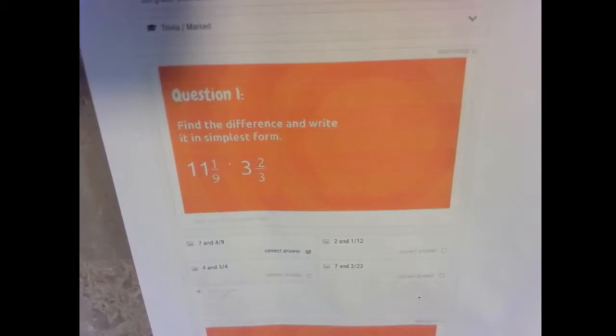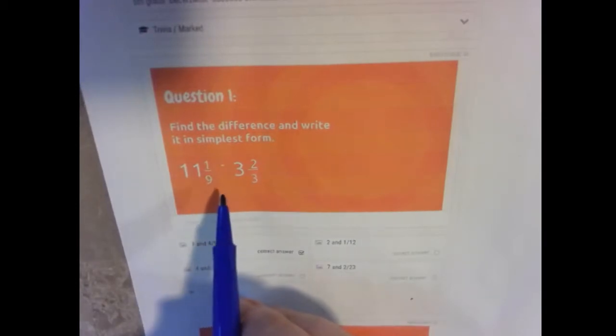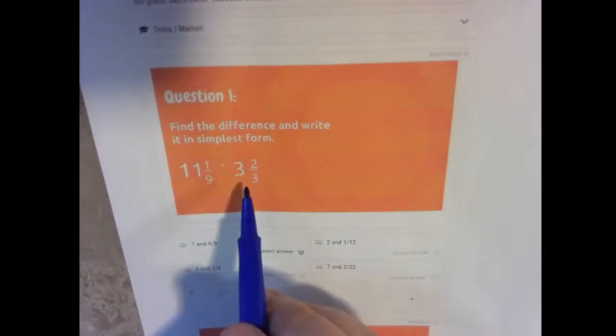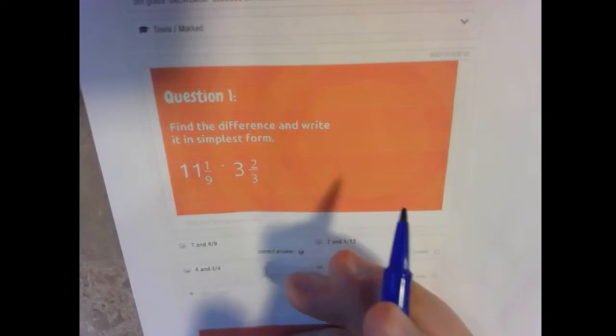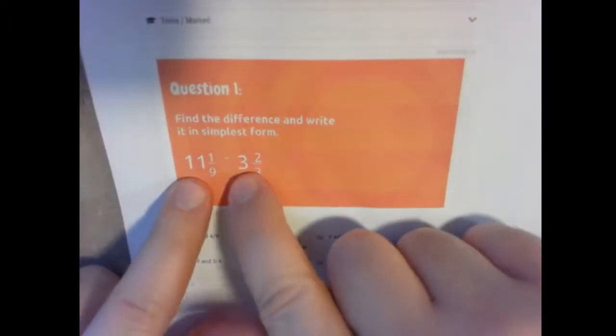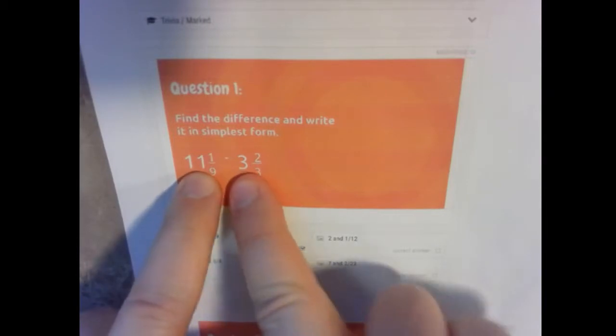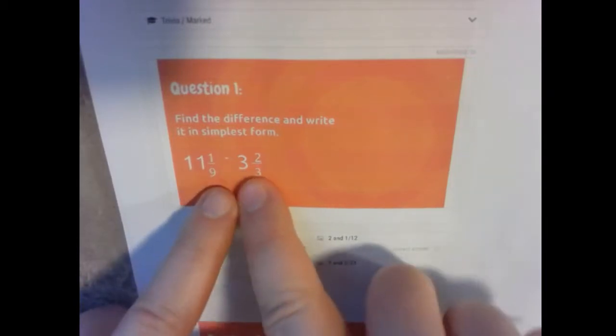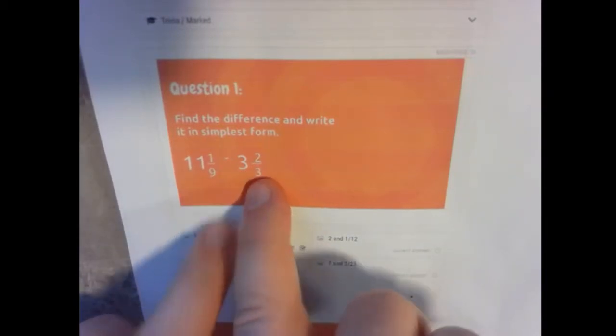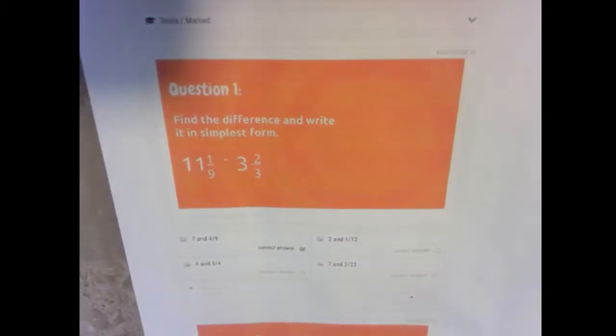So we want to find the difference of this mixed fraction here. We have 11 and 1/9 minus 3 and 2/3. Typically when we're working on these, we would do 11 minus 3, which is simple, and then we would do the difference of the fractions, which we've practiced in the past.